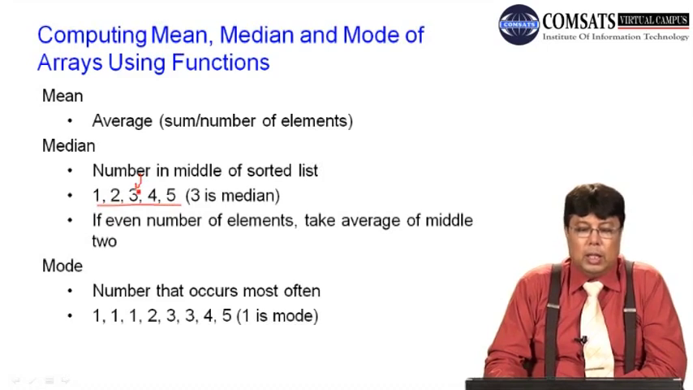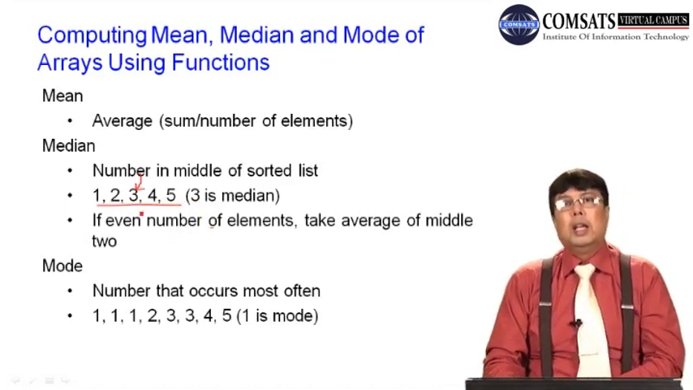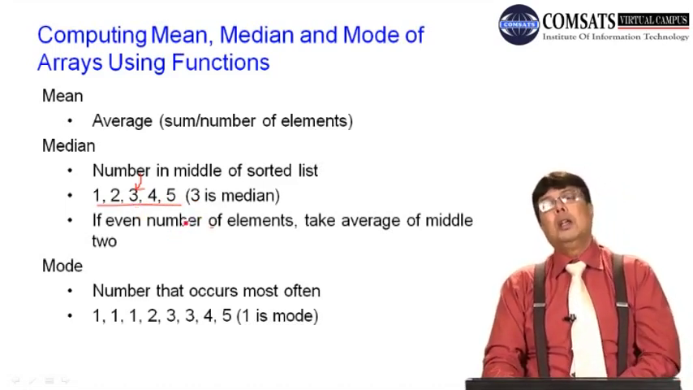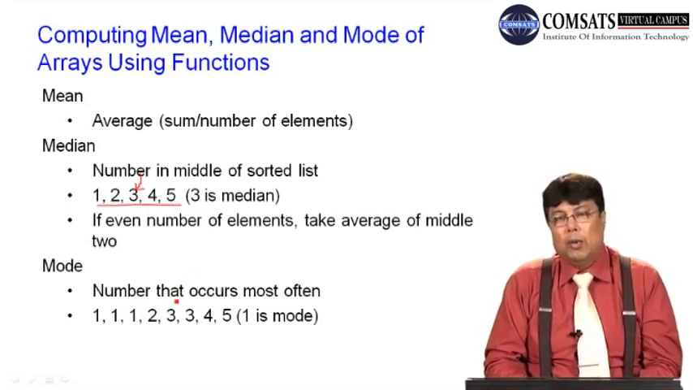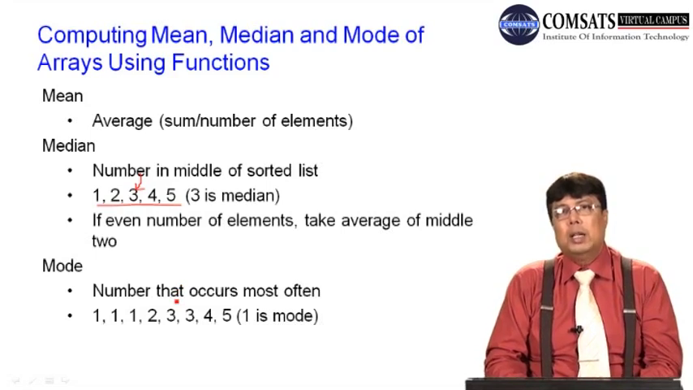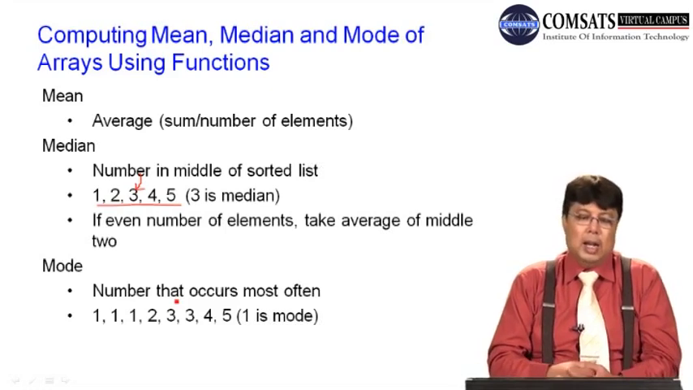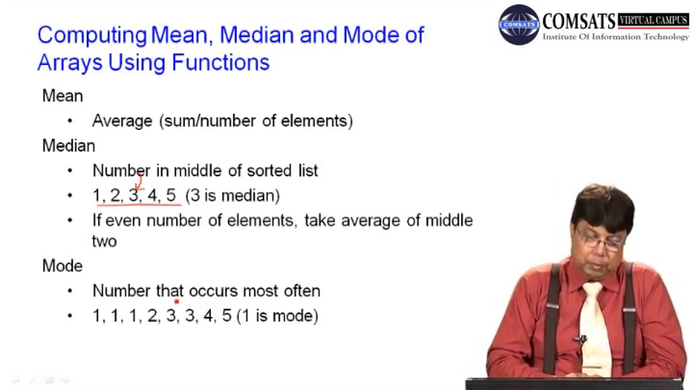But if the size is odd, then we can have one middle element. If the size is even, suppose the size is equal to 6, then the middle will be 2 elements. In that case, how can we compute the median? We take the average, the mean, of the two middle elements. For example, if there is an array of 6 elements, then element number 3 and element number 4 are the middle elements. So we add element 3 and element 4, take the average, and that becomes our median.